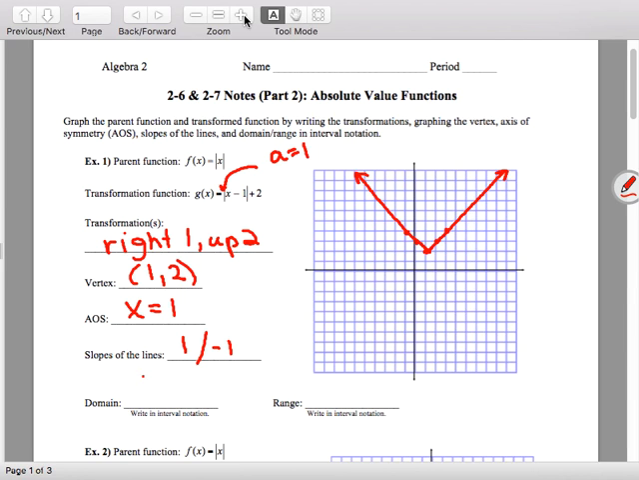The domain of all absolute value functions will be negative infinity to infinity. The range are the y values. So Chris, can you help me out? What is the lowest y value on the grid? 2. And then it goes up, right? So we're going to do bracket 2 to infinity.